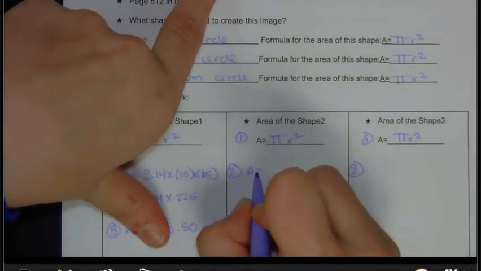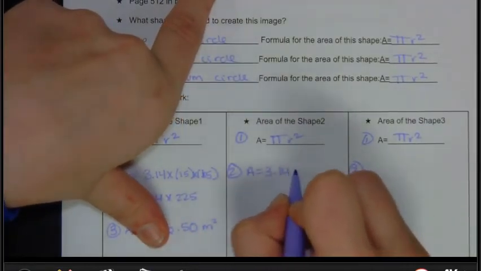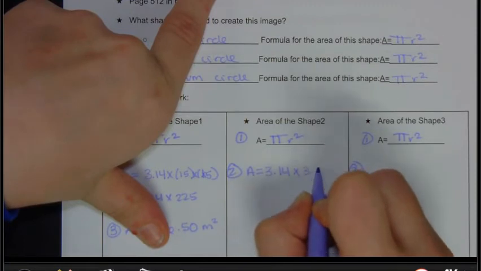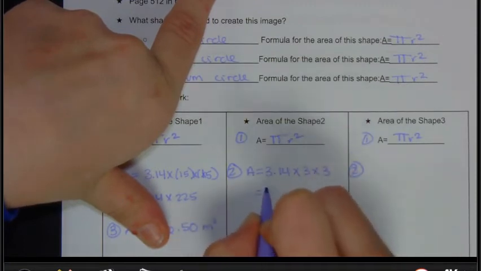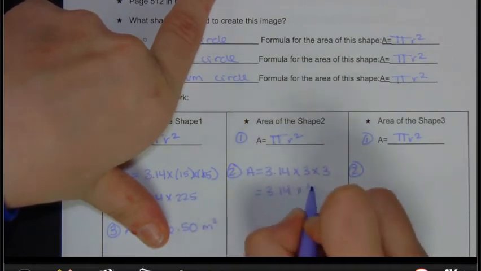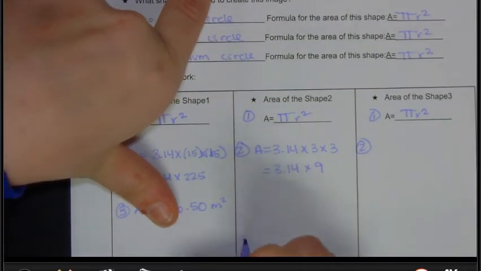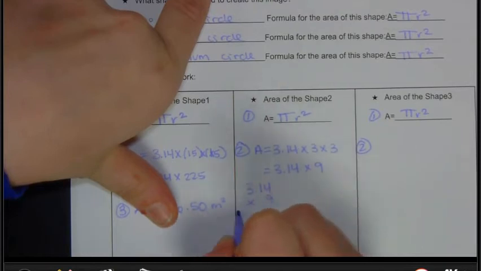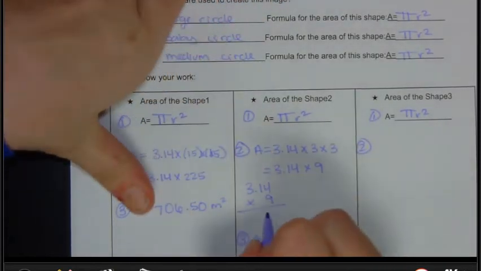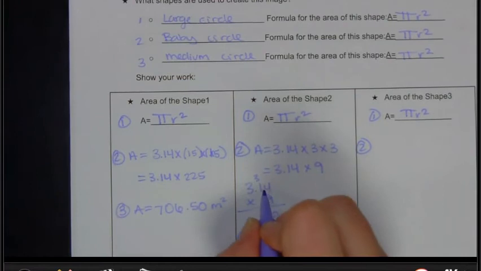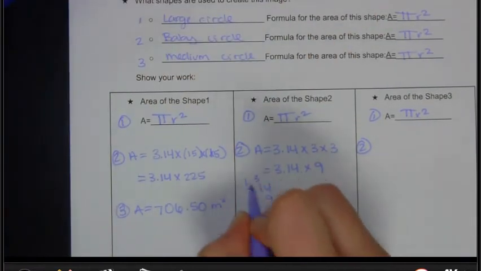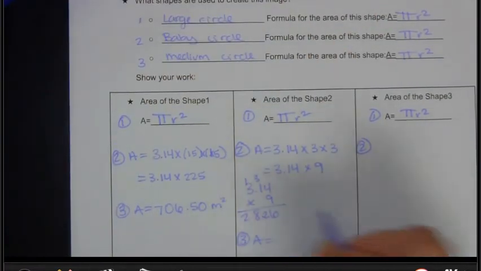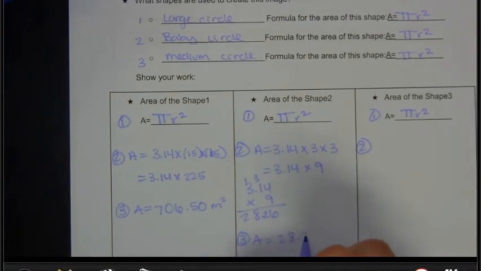All right, now find the area of my baby circle. I have area is equal to 3.14 times my radius, 3 times 3 again. Well, I know it's 3.14 times 9. Nine times 4 is 36. 9 times 1 is 9, 10, 11, 12, 27, 28. So the area should be 28.26 meters squared.